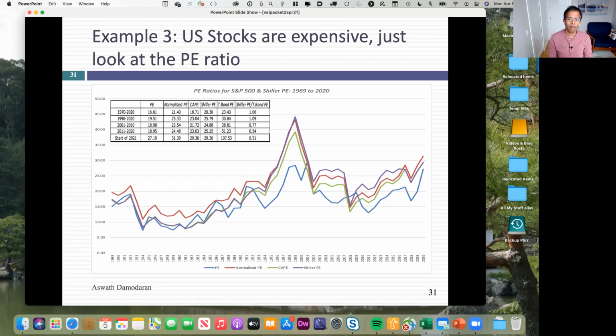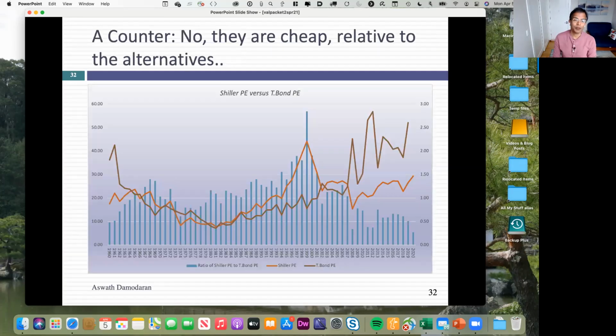So I'm going to try. I actually took the Schiller PE, because Robert Schiller obviously won the Nobel Prize for the Schiller PE and irrational exuberance, and why he thought stocks were overpriced. And I graphed it against the T-bond rate, the T-bond PE. So basically, I've compared stock PE to bond PE, and I've computed the ratio of the two. So I could actually make a bullish case based on Schiller's own numbers. I could say, you know what? The PE is higher than it used to be historically, but relative to T-bonds, you're actually getting a bargain on stocks at the start of 2021.